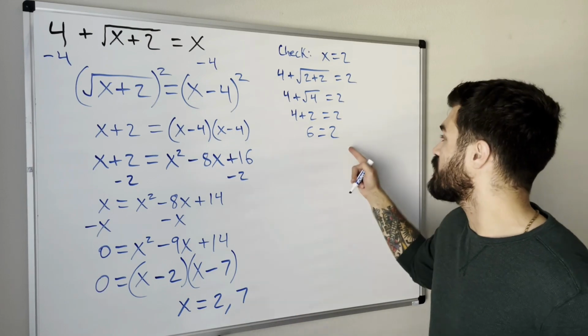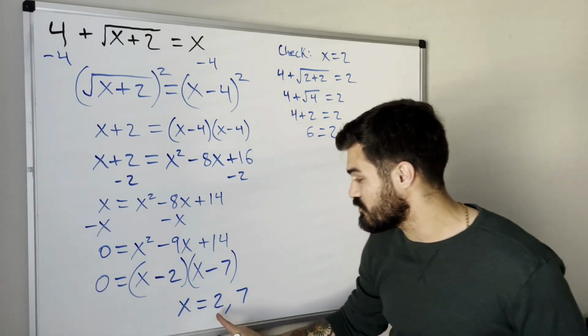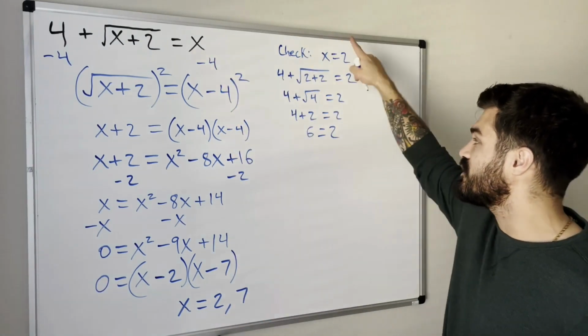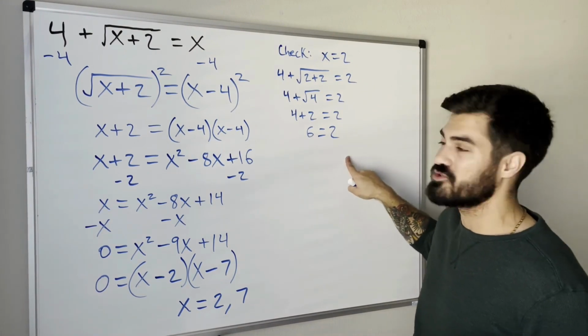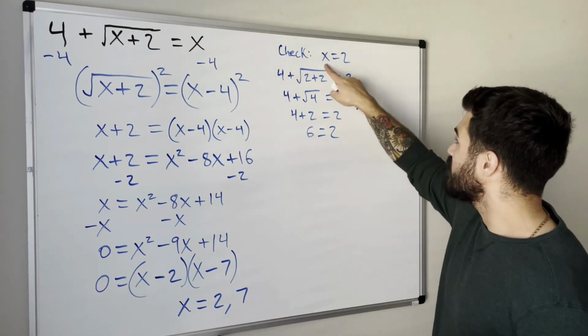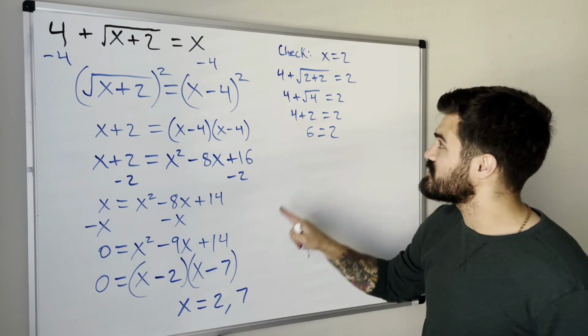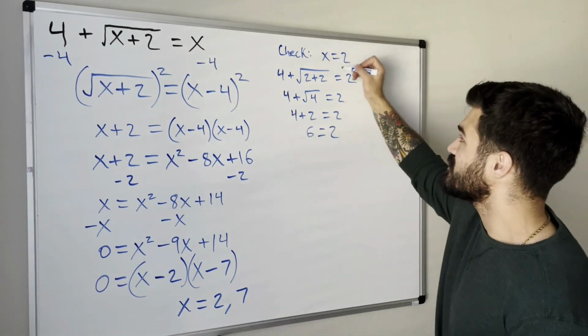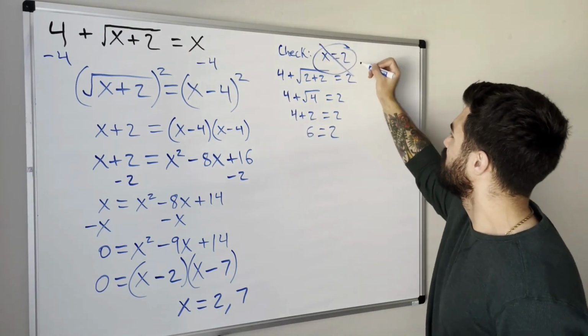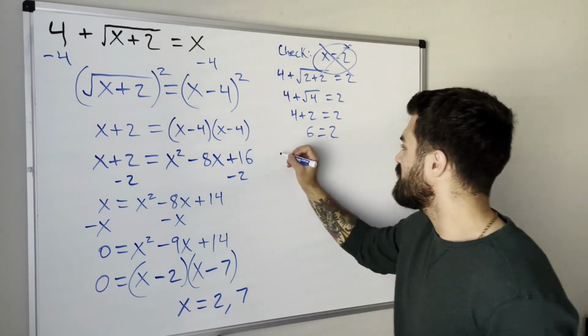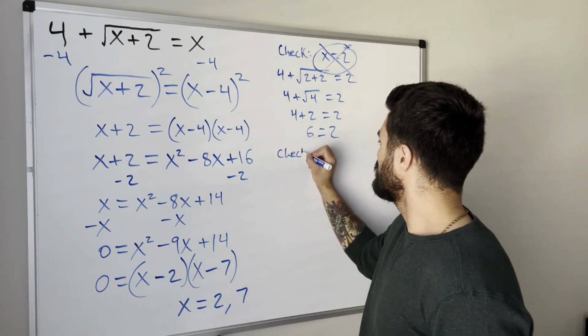So this is what we're talking about when we're talking about an extraneous solution. It's going to produce something that doesn't make any sense, like 6 equals 2. It's not a true statement. So x equals 2 does not work as a solution to the original equation. This is an extraneous solution. Let's put a big X through it, okay? So now let's check 7.